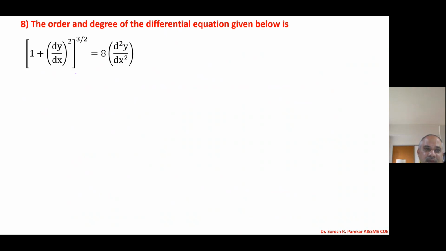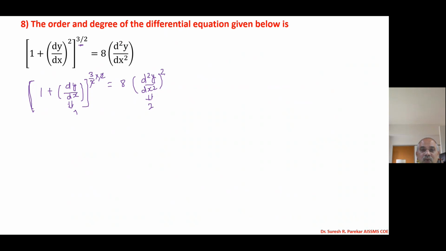Then we have the order of the differential equation. Now you can see we have (1 plus (dy/dx)²) to the power 3/2. Now this is a fraction. So I will square both sides, and I will get 1 plus (dy/dx)², with 3/2 into 2, equal to 8 into d²y/dx² squared. So now this 2 gets cancelled. So we have order of derivative 1 and order of derivative 2.